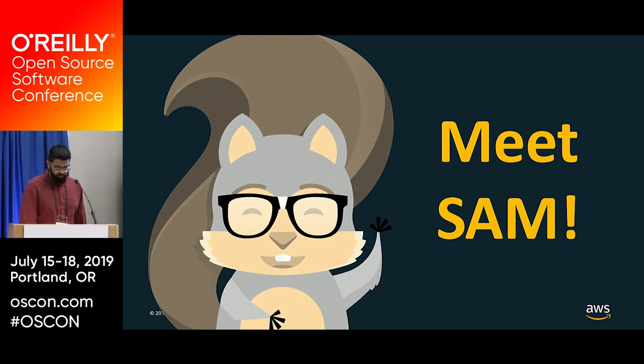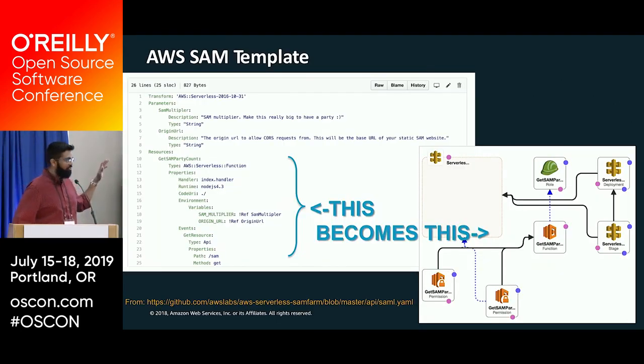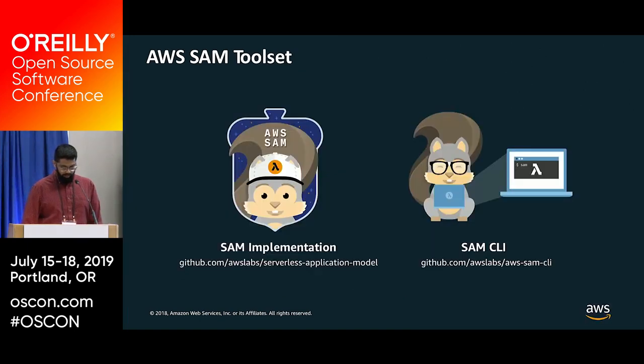But first, meet SAM. That's the little squirrel that takes an infrastructure configuration defined in a JSON or YAML file and provisions the application for you. It has another squirrel that knows how to type on laptops and wears glasses.